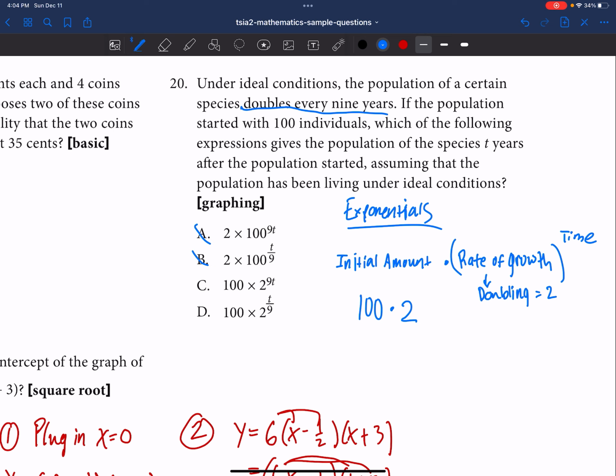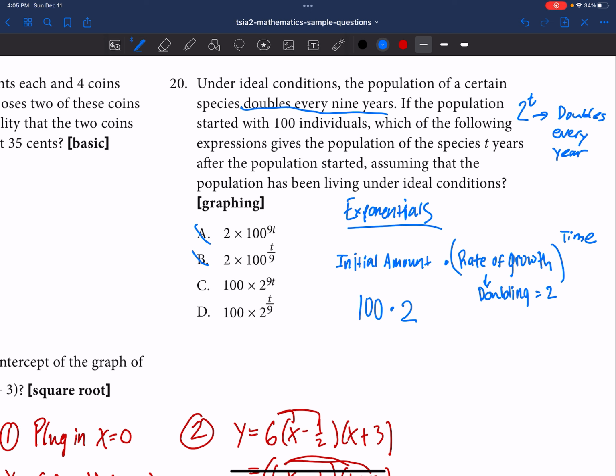So if I said 2 to the t, that would double every year. But I don't want to double every year, right? I want to double every 9 years.